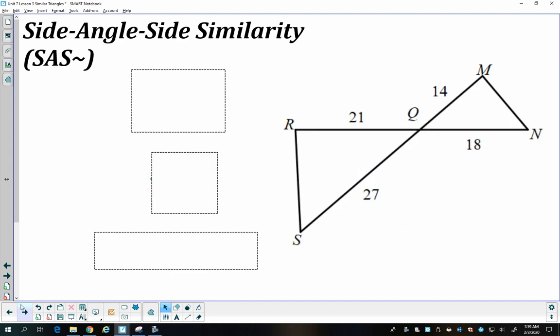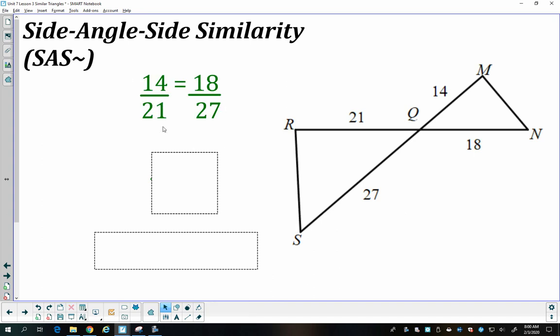And the last shortcut is side-angle-side similarity. It's very similar to side-angle-side congruence, except instead of the corresponding sides being congruent, we have equal ratios. So I'm going to do my smallest side divided by my smallest side, and my bigger side divided by my bigger side, and both of those simplify to be 2 over 3.